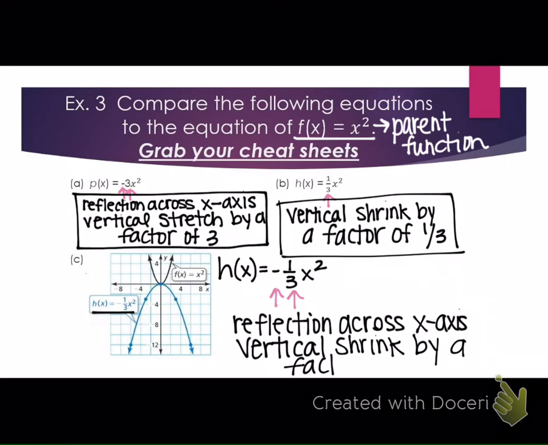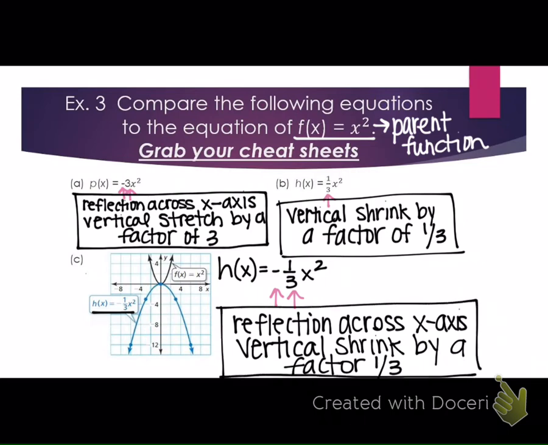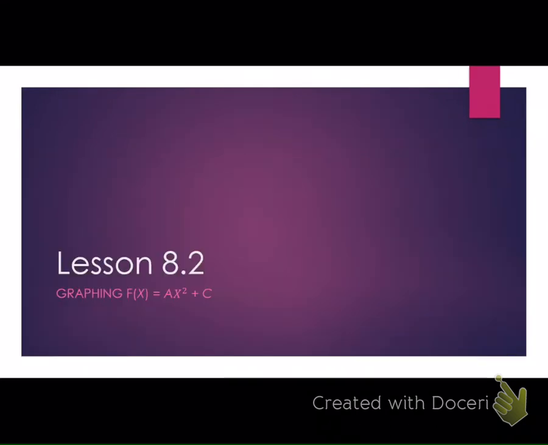no, remember the negative is its own thing. It's a reflection. Okay? So by a factor of 1/3. Very good. Now that takes us into 8.2. Okay, that takes us right into 8.2, which if you notice, the lesson title is graphing f of x equals ax squared, which we just got done with, plus c.